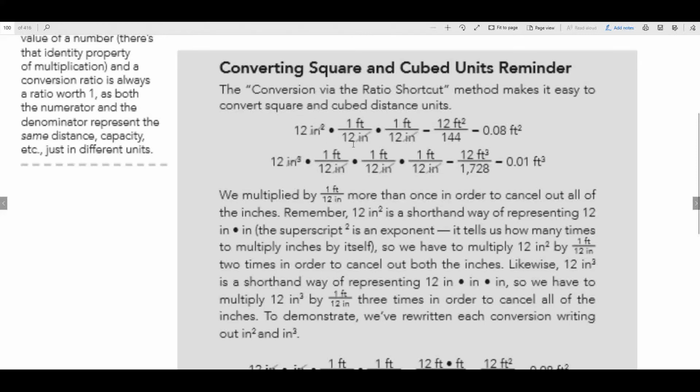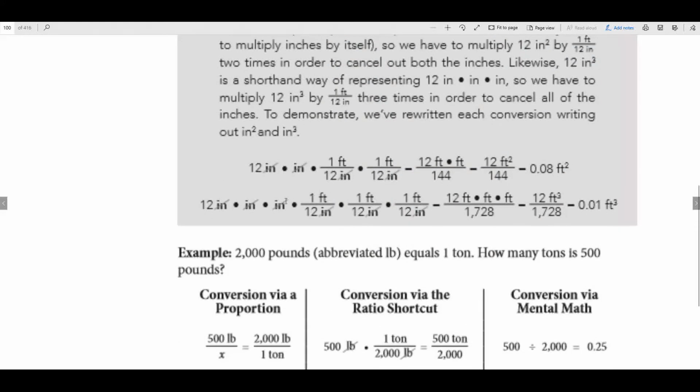Notice if it's squared, they have to do it twice so that they can account for the superscript. Right here the superscript is a 3, so they have to do it 3 times in order to represent that and mark those out. Don't forget that. So right here you have 12 inches times inches, which is the same as 12 squared inches, times 1 to 12 times 1 to 12. Then you can mark everything out and do the calculations. Here it is cubed. 12 inches times inches times inches, that's cubed. So they have to mark it out 3 times.